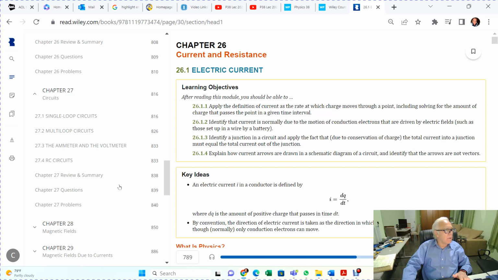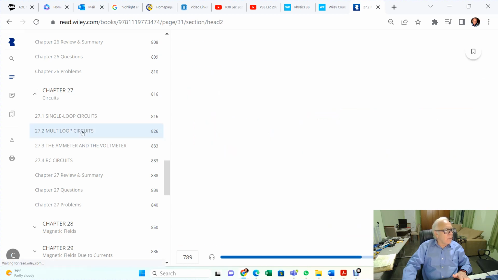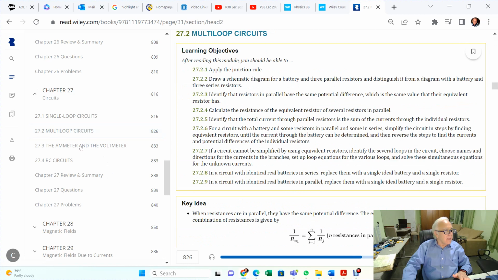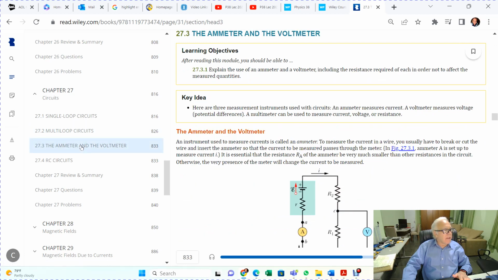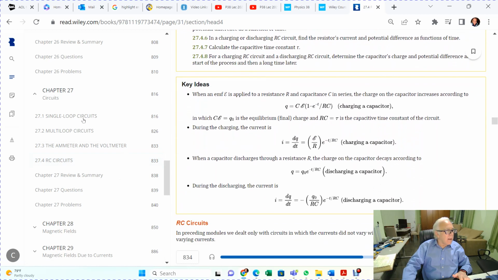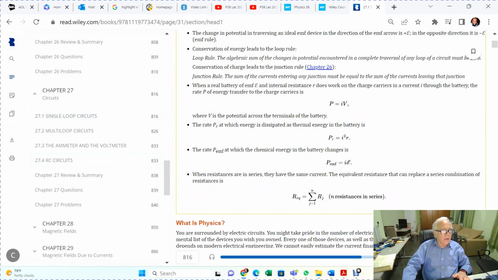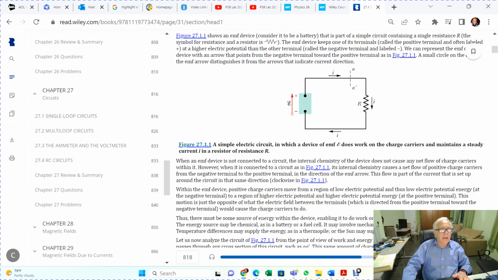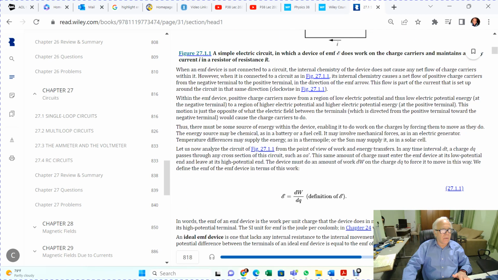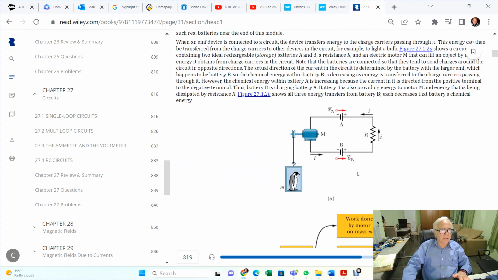Circuits right here: single loop circuits, multi-loop circuits, the ammeter and the voltmeter. Most likely you folks have already worked with the ammeter and voltmeter in the classroom. And RC circuits. Let's go quickly through this chapter, so you know what you're going to see. Here's a single loop circuit with a battery, a power source, and a resistor. And here is another circuit, now with two batteries and a resistor, indicating as well the direction of the current.